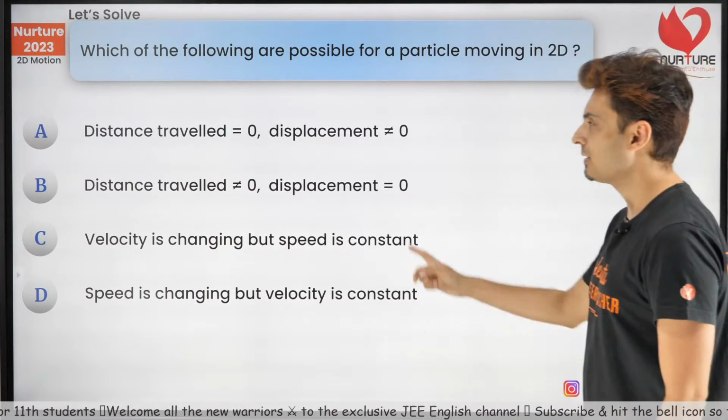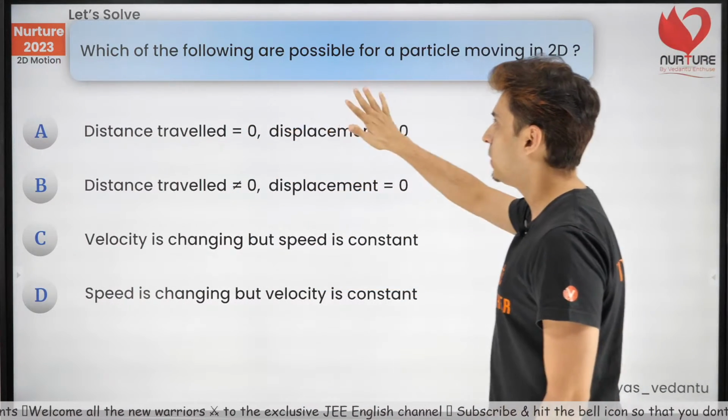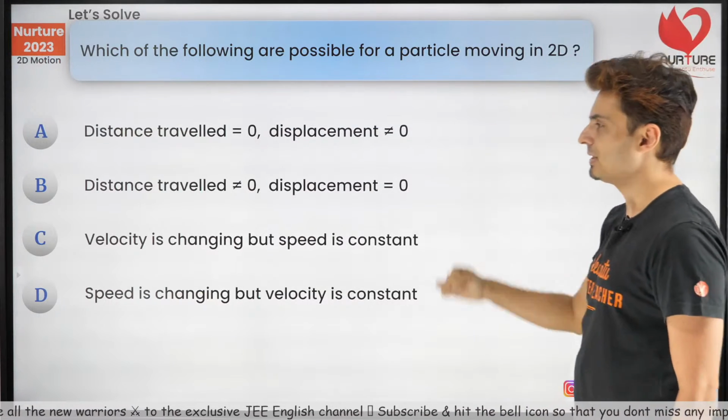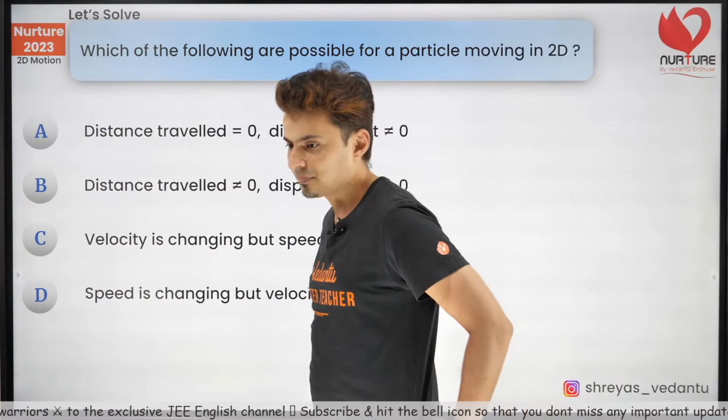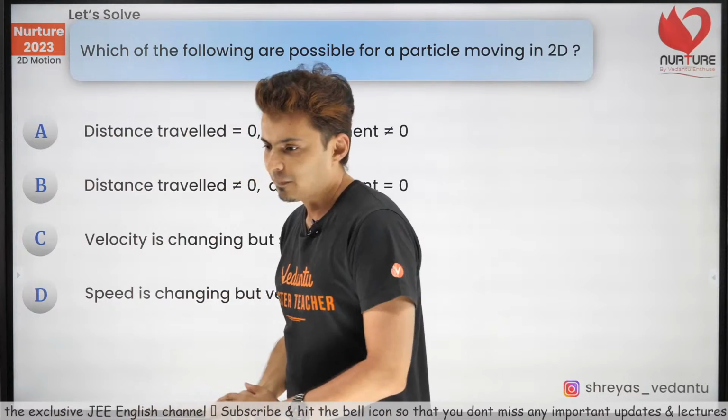Okay, so don't worry. Let's see the first question coming up on your screen. Which of the following are possible for a particle moving in 2 dimensions? Let's see how many of you are going to get it. Come on.